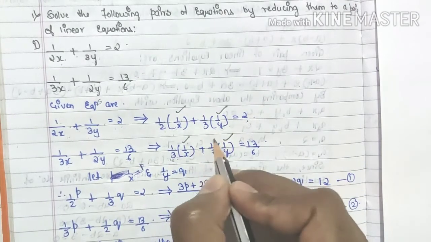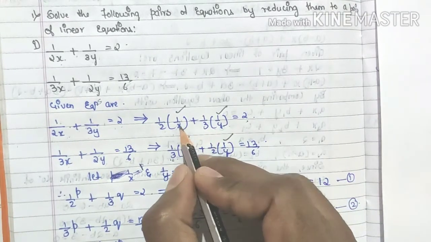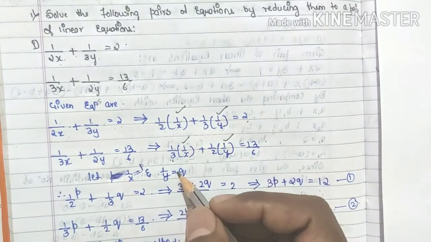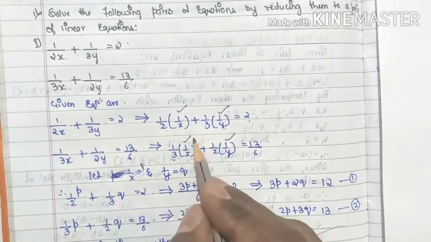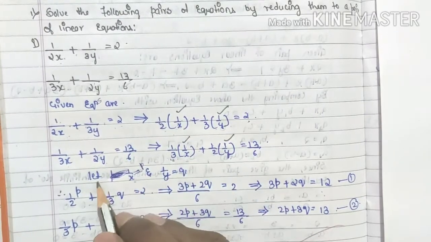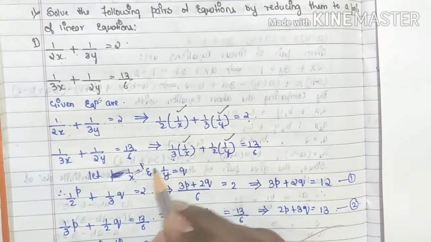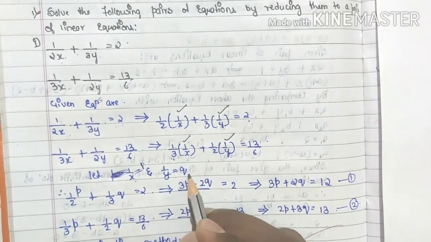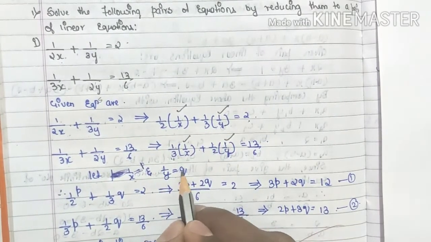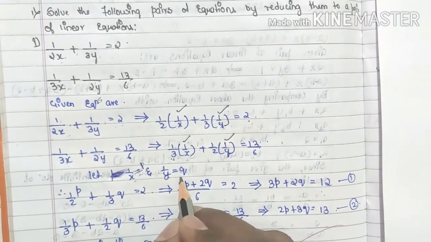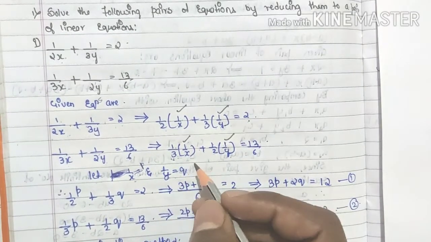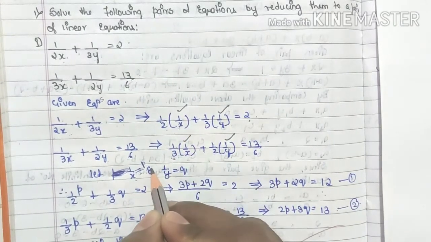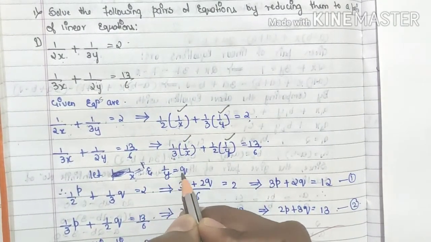So to convert them to a pair of linear equations, what we will do: the repeating things, we will assume as one variable. Let 1 by x be p, and 1 by y, which is repeating here, we take as q. You can take it as a and b also, but you can select either p, q or a, b, that is our wish. Wherever 1 by x is there, we have to write p. Wherever 1 by y is there, we have to write q.